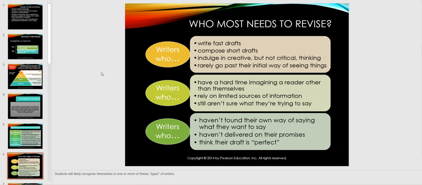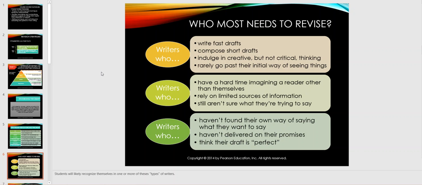So, who needs to revise? People who wrote fast drafts or short drafts, some who indulge in creative but not critical thinking. We need to establish critical thinking. Most of the essays call for critical thinking, with a little bit of emotion. The third essay got into that, so we want to think about that topic critically. They rarely go past the initial way of seeing things.